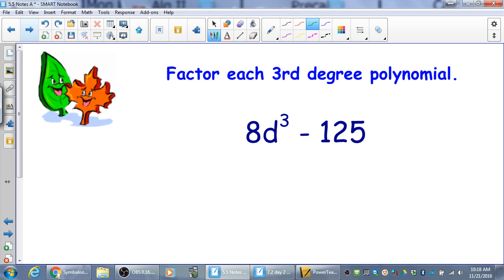What do we have next? Try that one. This one's interesting. See if we're getting the hang of this. This one's a little tricky because now we have a number out in front. That changes things a little bit. That changes the game just a little bit.